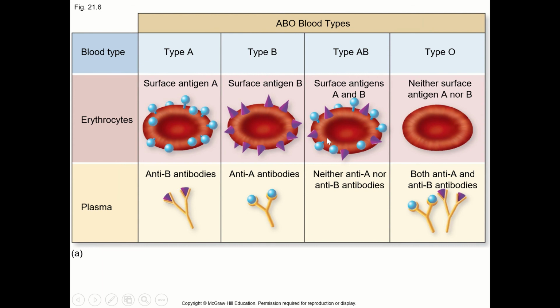So now, looking at a B blood, they have no antibodies in their blood plasma. Type O, on the other hand, has antibodies for both A and B antigens. All right, so here's the thing.